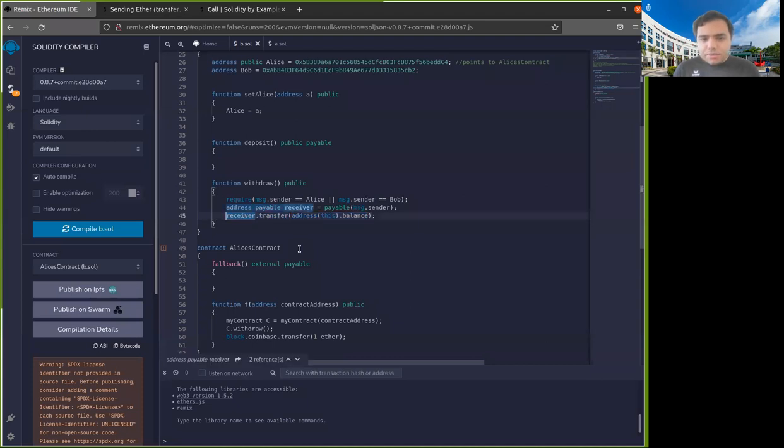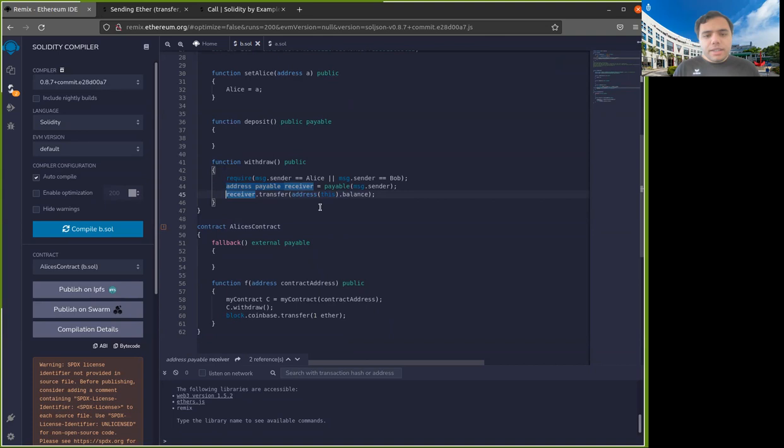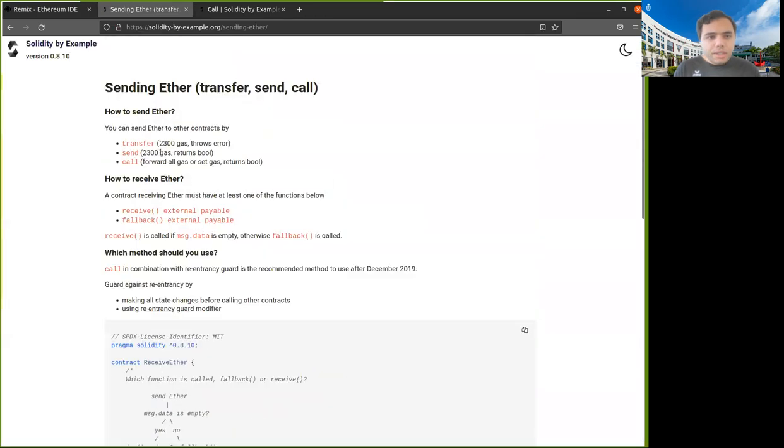And as we saw before, if an error happens, for example, if you don't have this much money or if something else goes wrong, then the whole transaction will get reverted. But there are also other ways of sending money. And I just wanted to show you some of this. Actually, I can show you using this website. This is a great website, by the way, soliditybyexample.org.